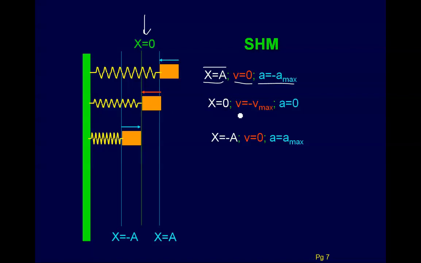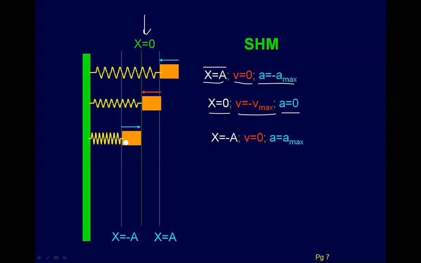All right. Now if we look at the next couple of positions here, now when the block is at the center point, we just talked about this, the velocity is its maximum in the negative direction, acceleration is 0, and the position is 0. So we'll notice something here that basically the position and the acceleration are at their maximum values when the velocity is at its minimum, and then vice versa. Okay, over here, the position and the acceleration are 0 when the velocity is at its maximum.